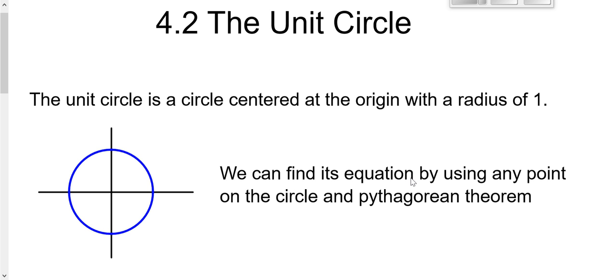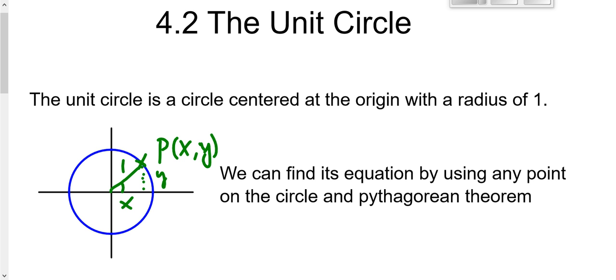We can find its equation by using any point on the circle and the Pythagorean theorem. So if you have something like this, and then right here you have a point with coordinates x and y, and of course this is a unit circle, so therefore the radius here would be 1. And if you look at the coordinates x and y, that means it is x units across. Well, let me just make a triangle here first.